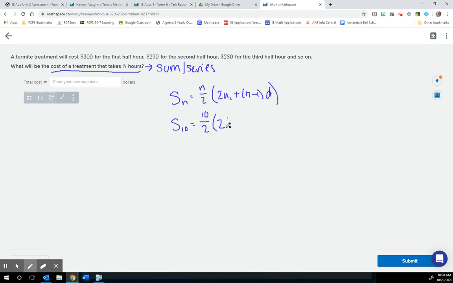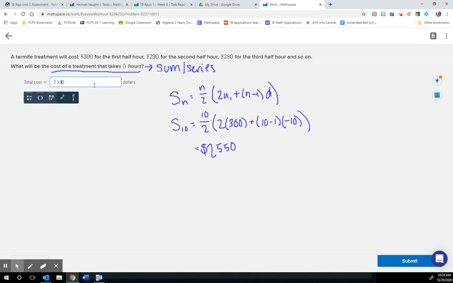My first term is 300 because that's how much it costs for the first half hour. Again, my n is 10. And we said we were decreasing by $10 every half hour, so that means my common difference will be a negative 10. So I can write that whole thing in my calculator or do it piece by piece. And I get $2,550.